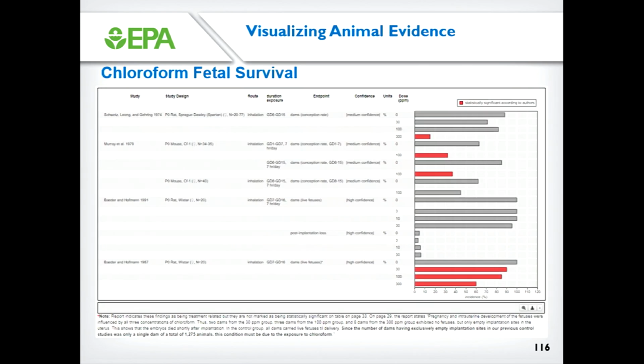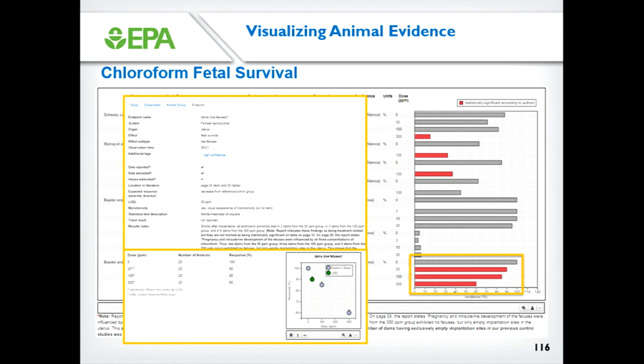Here's an example for visualizing animal evidence. This is a chloroform fetal survival study, and you're looking at endpoints that might be live litters or early post-implantation loss. And so you're looking at multiple studies here. So this helps you look across studies. And I know you can't read all the details, but it's the same concept. If I want to find out more about how this particular endpoint was looked at, I can click on it, and then I get more details about the methodology. You also get things like, if the information is digitized, collected from a graph, and we had to use a digital ruler to get it, then that would be documented here.